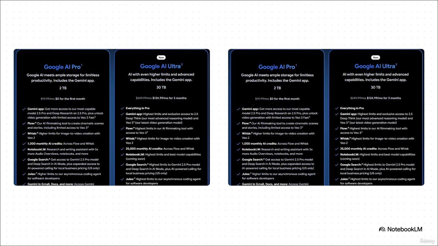Okay, well, there's a lot to unpack here, but let's just hit the big upgrades. First, just look at the storage. It's a massive jump from 2 terabytes in Pro all the way up to 30 in Ultra. Then you've got the AI credits for those creative tools. That goes from 1,000 to 25,000. And maybe most importantly, Ultra is how you get exclusive access to Google's top-tier reasoning models, like this 2.5 DeepThink. This is absolutely the plan for maximum power.